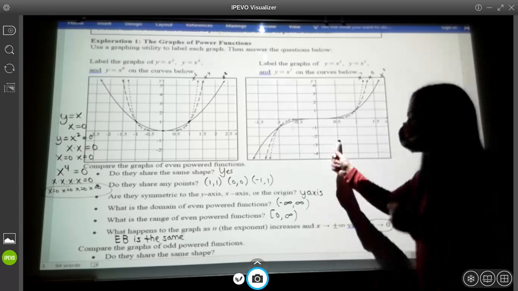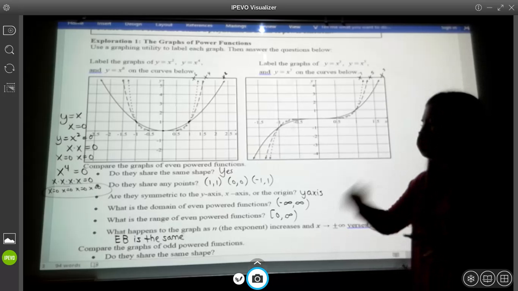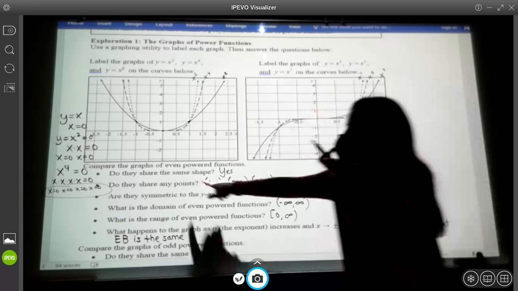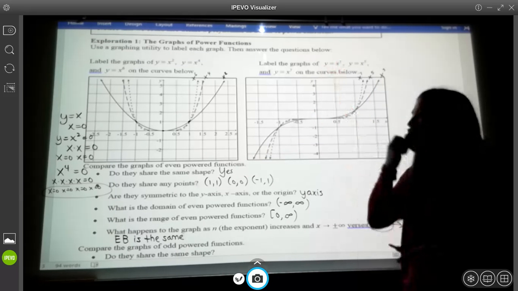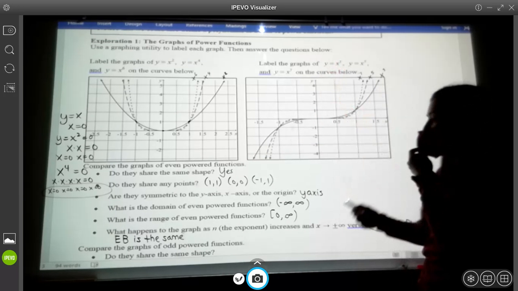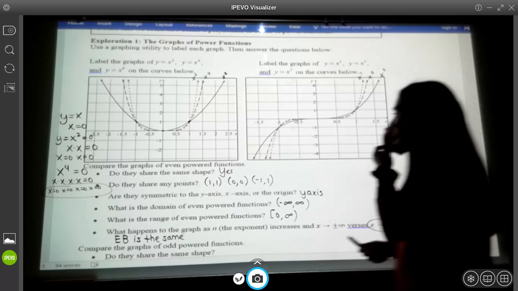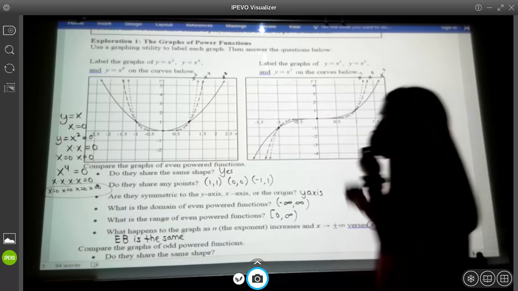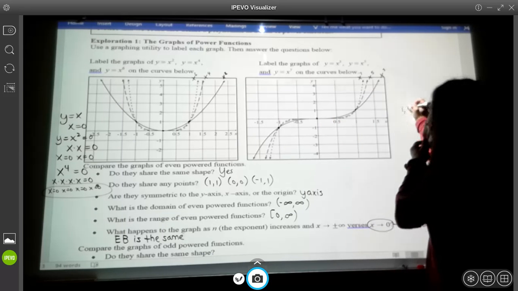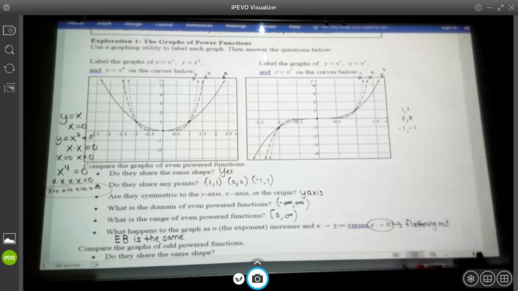All right, guys, let's do the odd graph. I'm not going to write it down just because I have to move my graph, but it's the same questions. So if you look at the odd ones, do they share the same shape? Yeah. They all share the same one up, one down, flowing, nice, smooth, continuous curve. So that would be a yes for the odd ones. Do they share any points? Yeah, they do. They all pass through 0, 0, 1, 1, and negative 1, negative 1. All of the odd parent functions pass through those points.